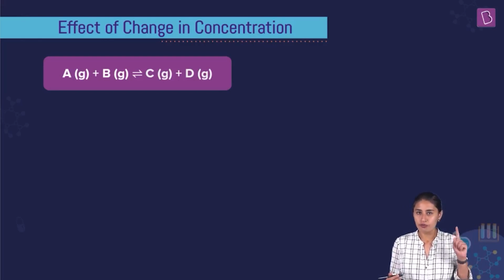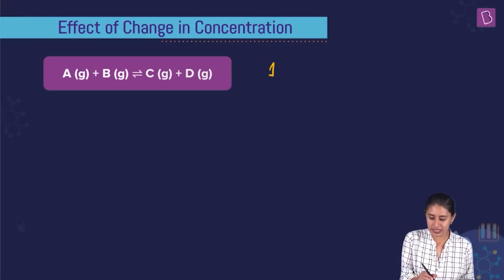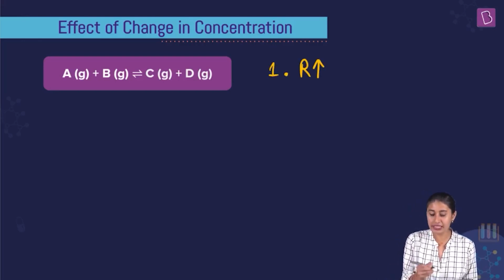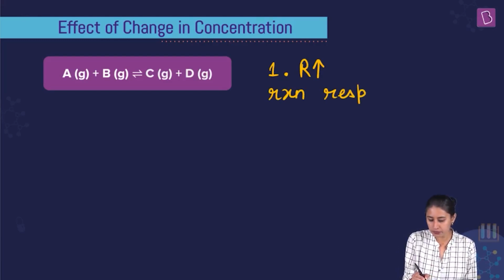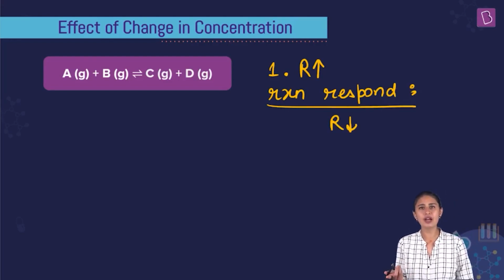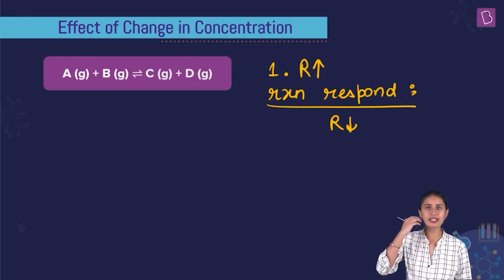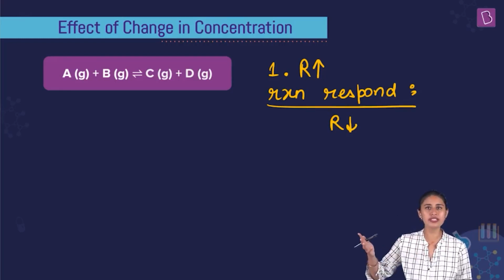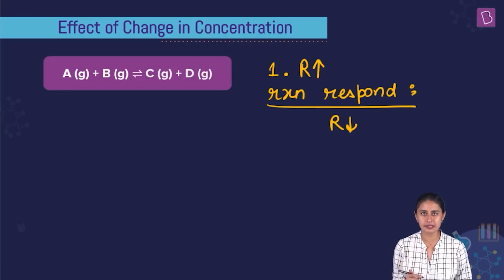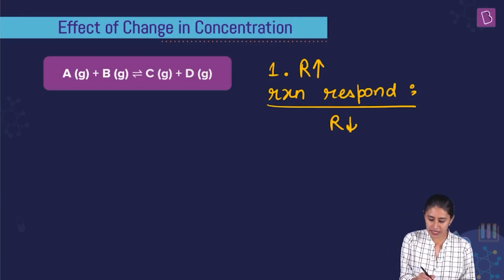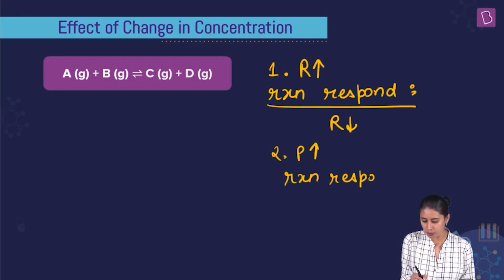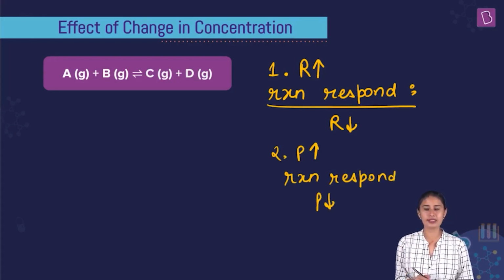So, the first thing that you need to see is, if the reactant increases, how will the reaction respond? The reaction will respond in such a way that the reactant should decrease. Whatever is happening, the opposite has to happen. If the reactant is increasing, the reaction will proceed in such a way that the reactant decreases. If the product increases, how will the reaction respond? It will respond in such a way that the product decreases.